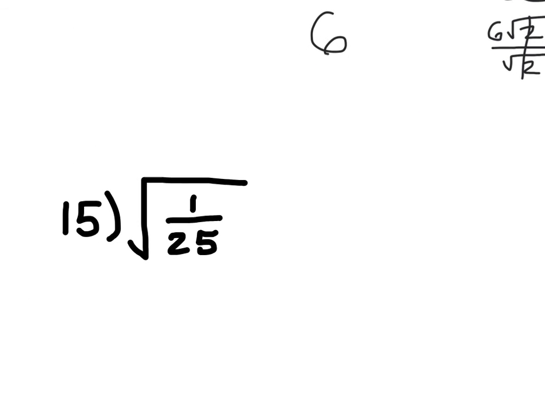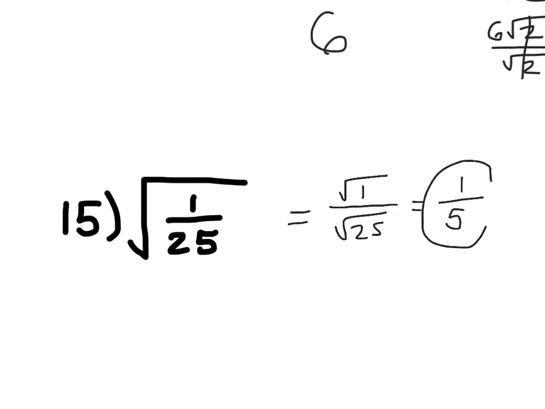All right, 15. 1 over 5. So we can say we have the square root of 1 over the square root of 25. What's the square root of 1? And what's the square root of 25? So we have 1 over 5 as our answer.